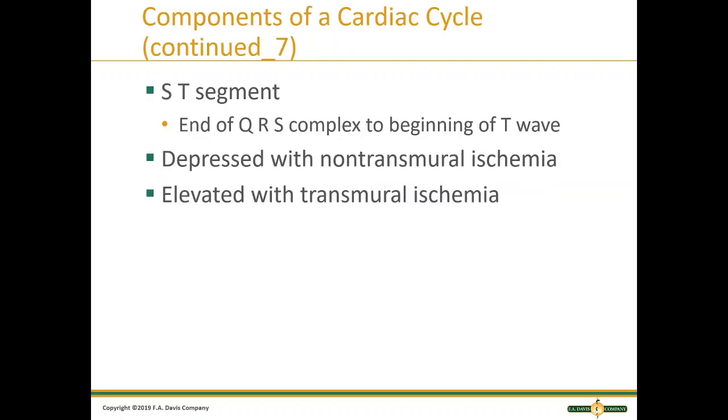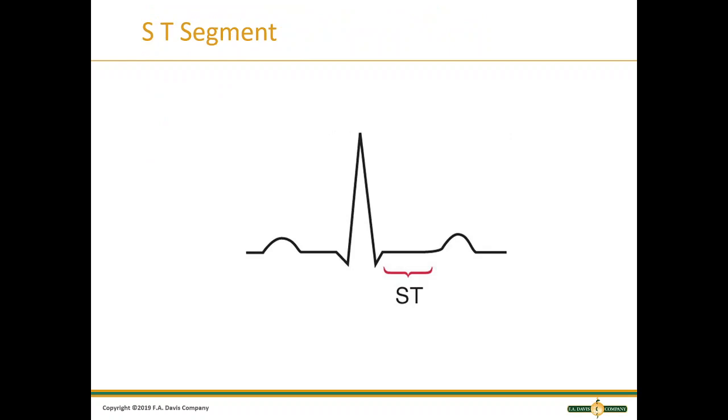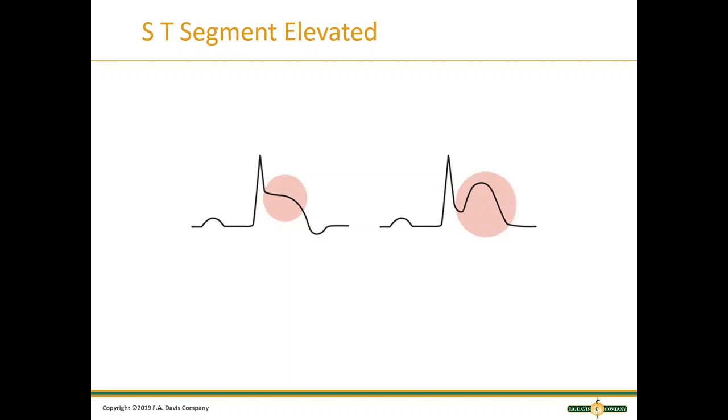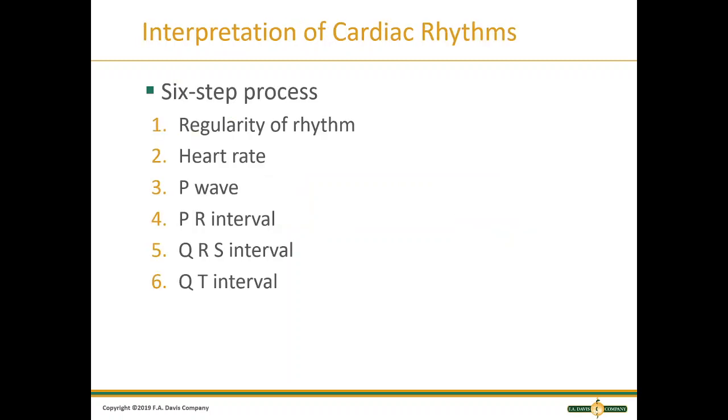It can be the indication of what? Hypokalemia. Yes. Okay. So ST segments, end of the QRS complex to beginning of the T wave, depressed with non-transmural ischemia, elevated with transmural ischemia. Okay, so that is flattened. ST inverted or depressed, and how it's elevated. So again, this is indicating different things here.